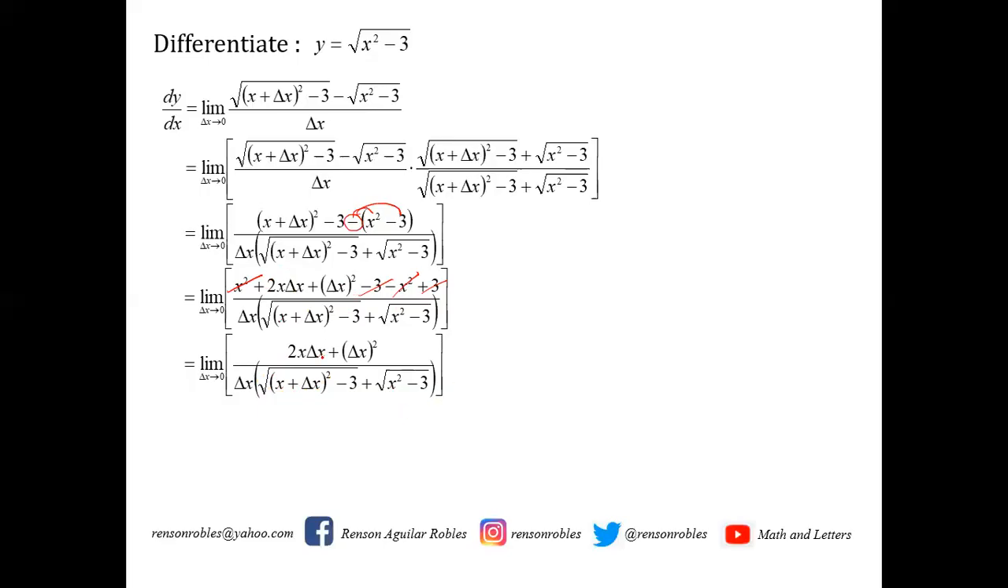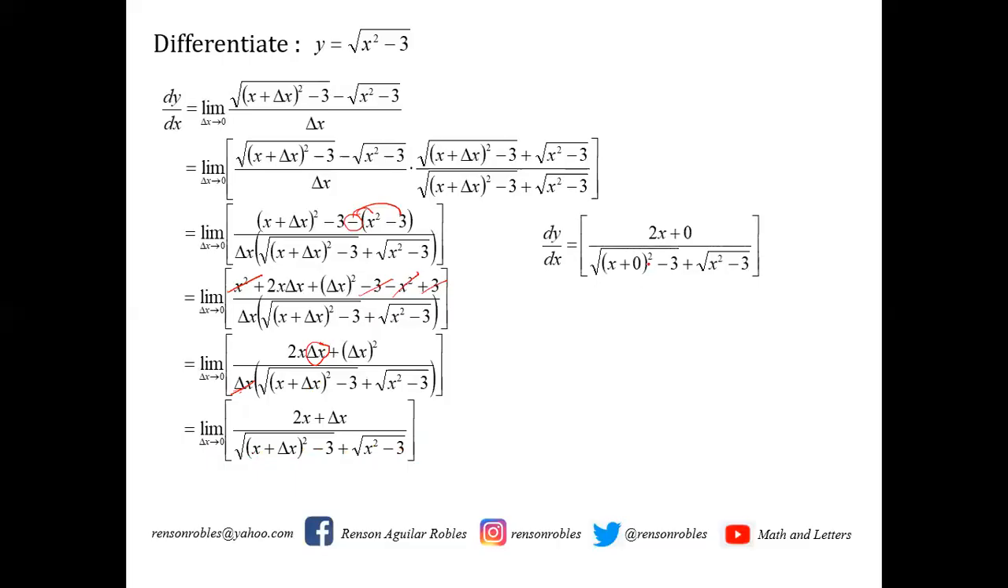Okay, so you will observe that the terms on the numerator contain delta x. So by common monomial factor, you can factor it out, and then eventually you can cancel this delta x, okay? And then we shall now have 2x plus delta x. There's only one delta x on the second term, and this delta x is canceled out. Okay, so we shall now have the limit of 2x plus delta x all over the square root of x plus delta x squared minus 3 plus the square root of x squared minus 3. And then replacing delta x by 0, we shall have 2x plus 0 all over the square root of x plus 0 squared minus 3 plus the square root of x squared minus 3.